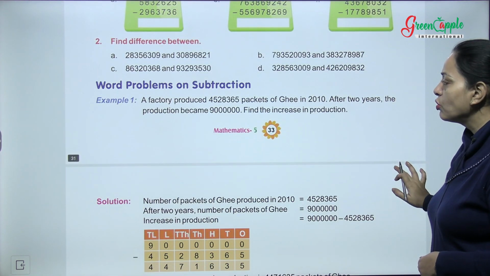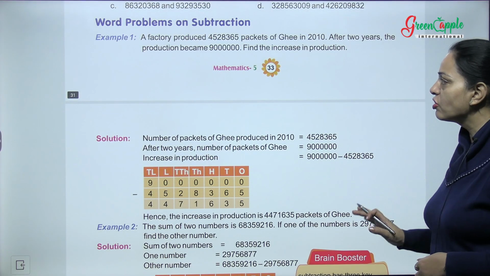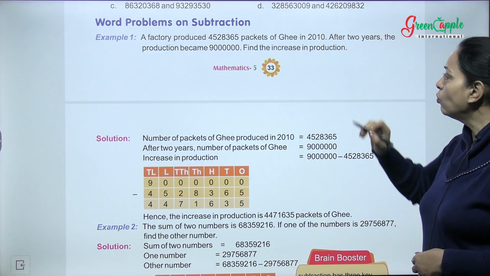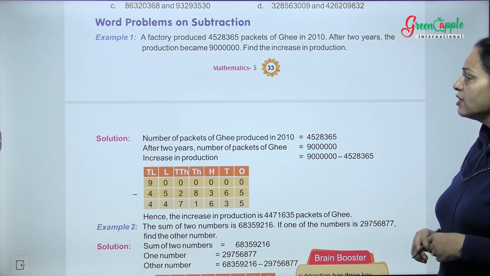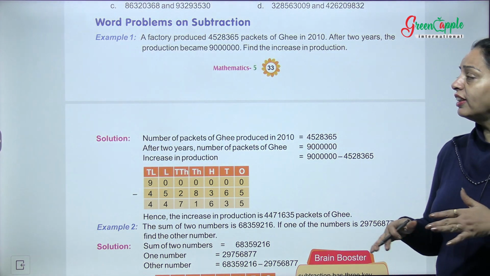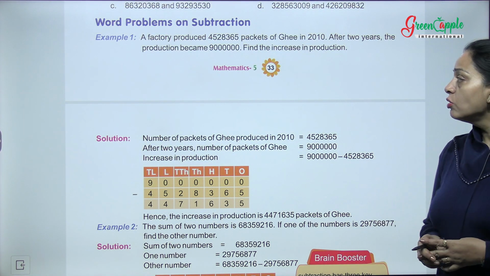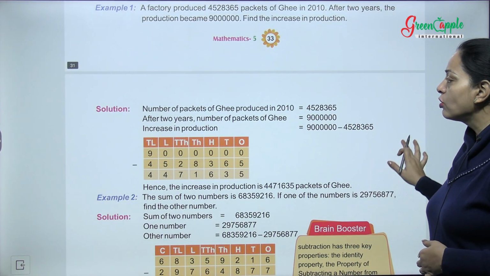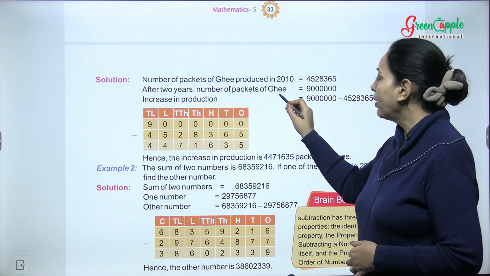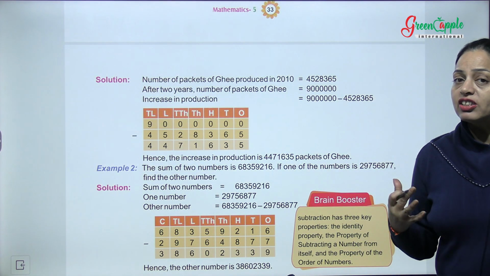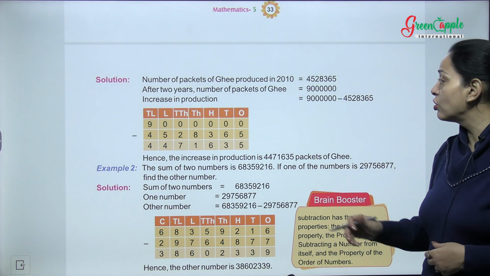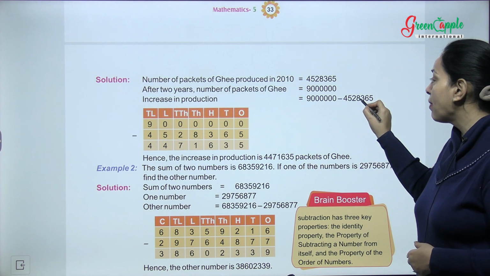Okay. Now come to next word problems on subtraction. Example 1. A factory produced this much packets of ghee in 2010. After 2 years, the production became this much. Find the increase in production. Kitna increase hua, right? So what to do? Number of packets of ghee produced in 2010 and after 2 years, number of packets of ghee this much. So kitna jada increase hua means we have to find out the difference. So this is bigger number, this minus this.